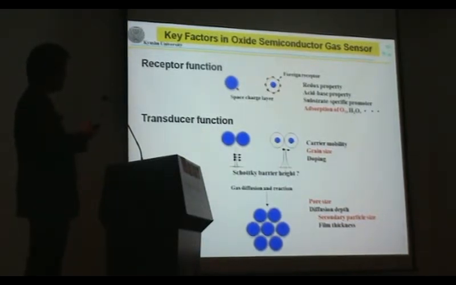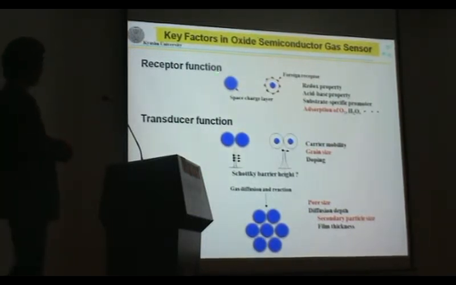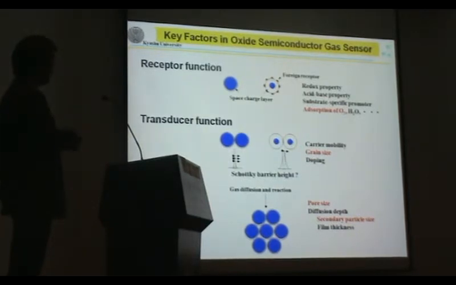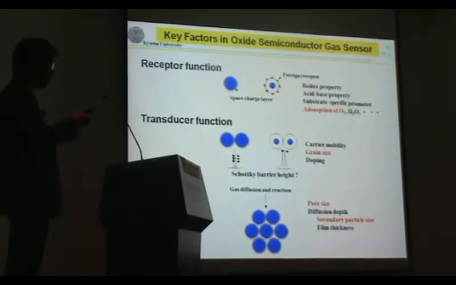So I propose three functions, eight or nine years ago. The first is the receptor function. We introduce a receptor on the ceramic particle, so these particles catch the gas molecule selectively.